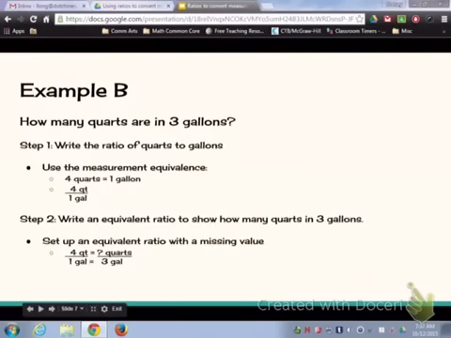Example B. How many quarts are in 3 gallons? Our first step is we write the ratio of quarts to gallons. Using the measurement equivalents, 4 quarts equals 1 gallon. So we write that as a ratio and put 4 quarts over 1 gallon. Step 2, we're going to write an equivalent ratio to show how many quarts there are in 3 gallons. So we set up an equivalent ratio with our missing value like we've practiced before. We have 4 quarts over 1 gallon is equal to some number of quarts over 3 gallons.